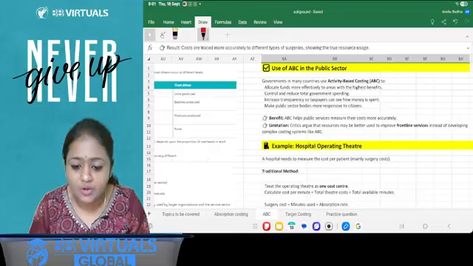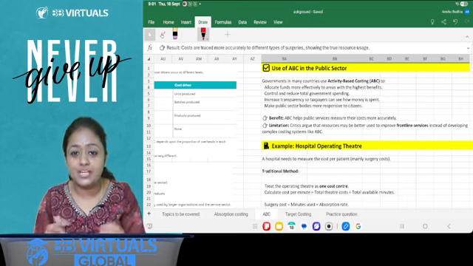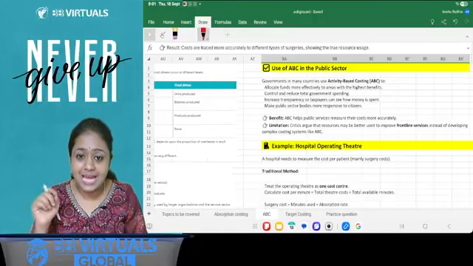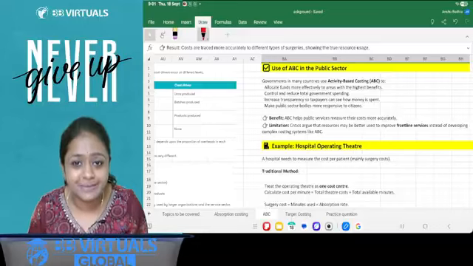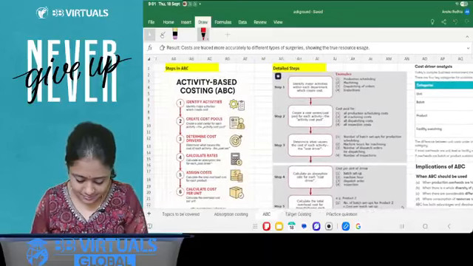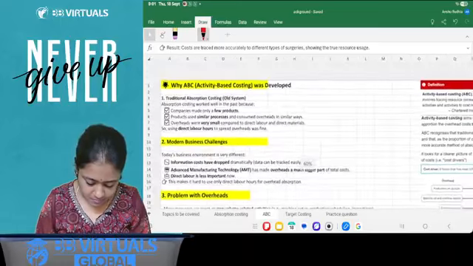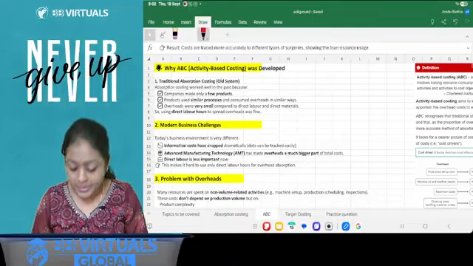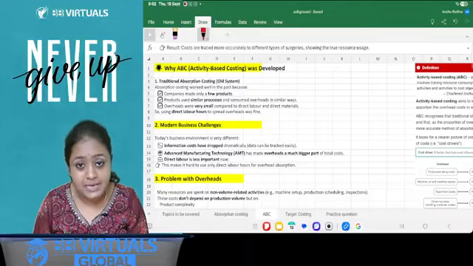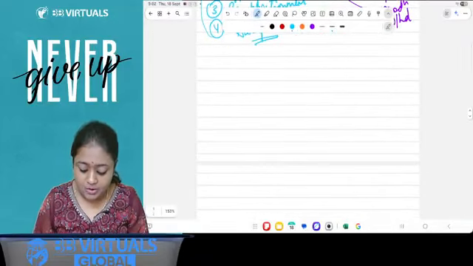Okay, now I think we can go further and understand one of the hottest topics that I think every student really wants to look into in detail, which is ABC costing. So let's understand ABC costing in detail. Okay, now let's go to the notes and first understand what ABC is about, what we do here, and why ABC evolved in the first place.